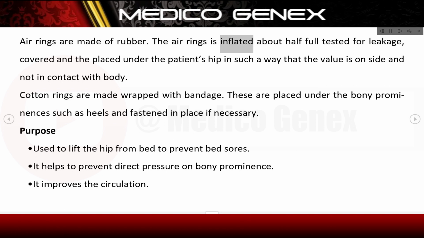The air ring is inflated about half full, tested for leakage, covered and placed under the patient's hip in such a way that the valve is on the side and not in contact with the body. Cotton rings are made by wrapping with bandage. These are placed under the bony prominences such as heels and fastened in place if necessary.